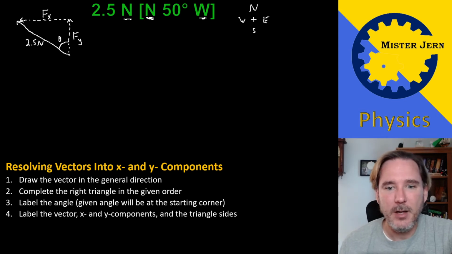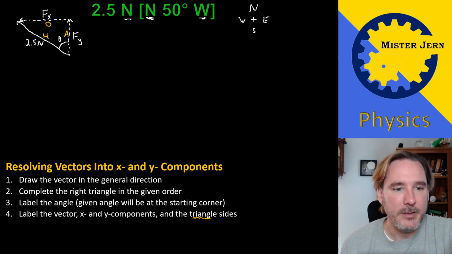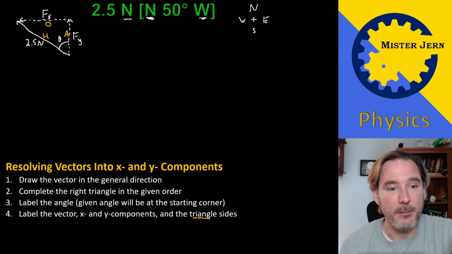Now I also want to label my triangle sides, because we're going to be using triangles to help us solve this. So my hypotenuse is this one right here. The side that's opposite of my angle is going to be this one, and my side that's adjacent to my angle will be this one. And once again, we're just using the triangles to help us solve this vector and resolve it into its components.